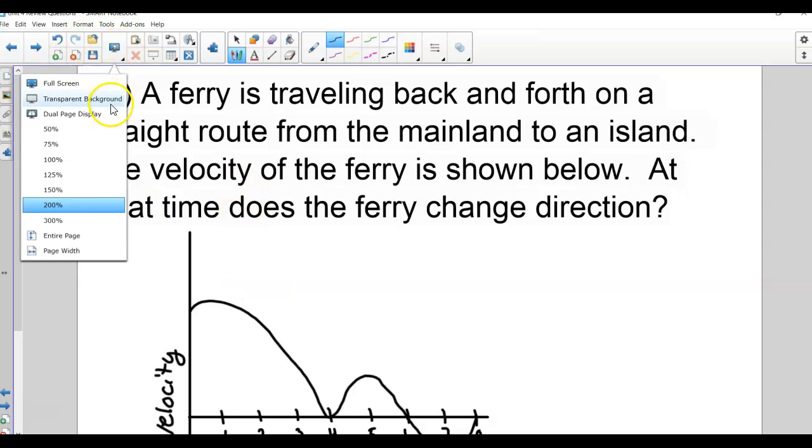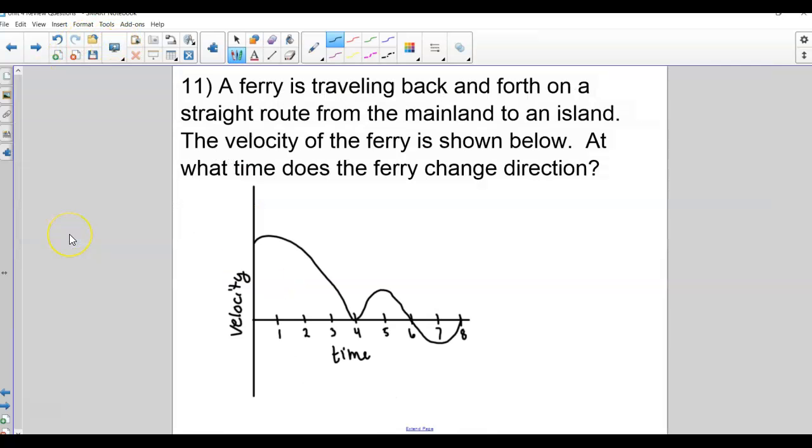So let me change this so we can see this whole problem. Okay, so a ferry is traveling back and forth on a straight route from the mainland to an island. The velocity of the ferry is shown below. At what time does the ferry change direction? So remember that if our velocity is positive, we will be traveling in one direction. If our velocity is negative, we'll be traveling in the other direction. So we could think of it as like north and south, or east and west, up and down, whatever you want to think of here.